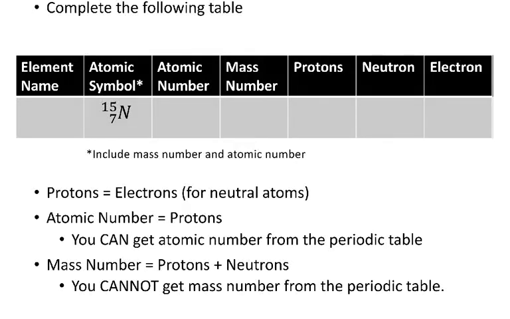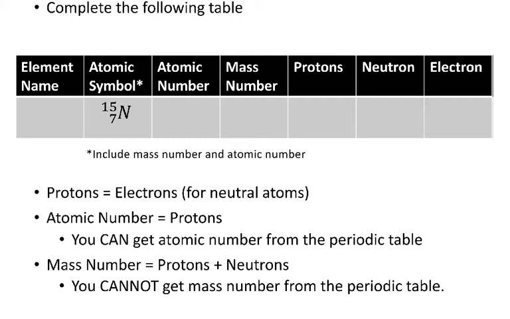In these examples, we're going to look at the relationship between the numbers of protons, neutrons, and electrons in an atom, and how they relate to things like atomic mass and the mass number. So on the bottom here, I've got some reminders of how these different subatomic particles are related. So for neutral atoms, the protons are always equal to the number of electrons.